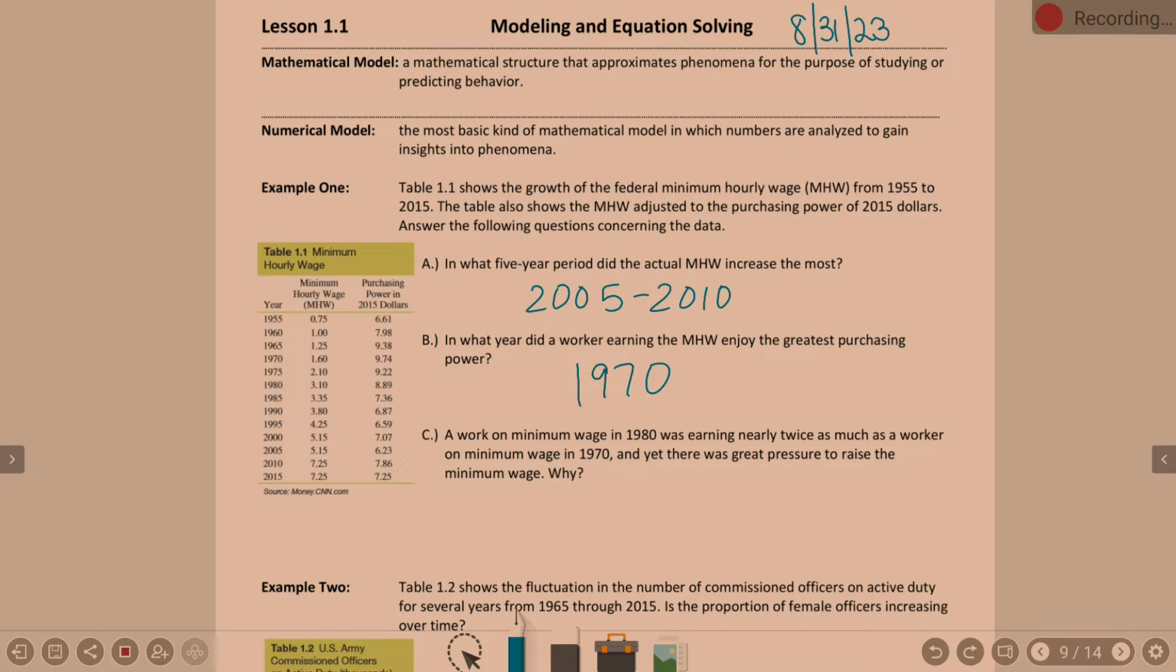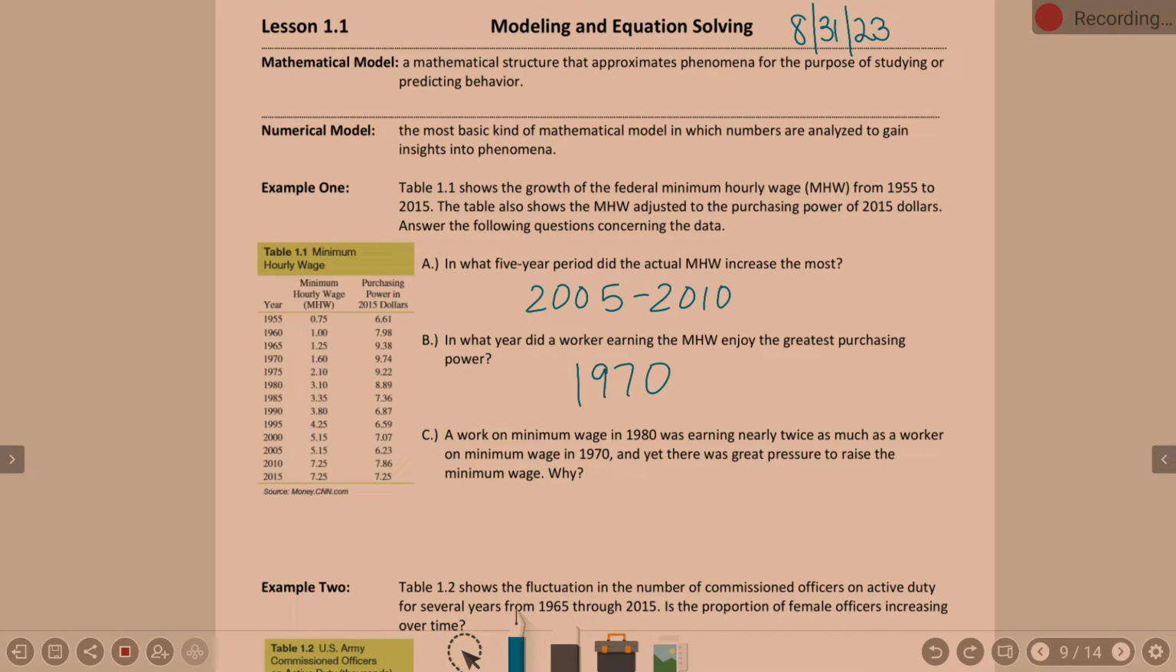Okay. And C. A worker on minimum wage in 1980 was earning nearly twice as much as a worker on minimum wage in 1970. And yet there was great pressure to raise the minimum wage. Why? Yeah. If you go back there and look, what they give 70 and 80, it was $1.16 minimum wage and then $3.10 minimum wage. But during that same time span, as the minimum wage is going up, your purchasing power is going down. And if your purchasing power is going down, you're going to need more money to make ends meet, aren't you?